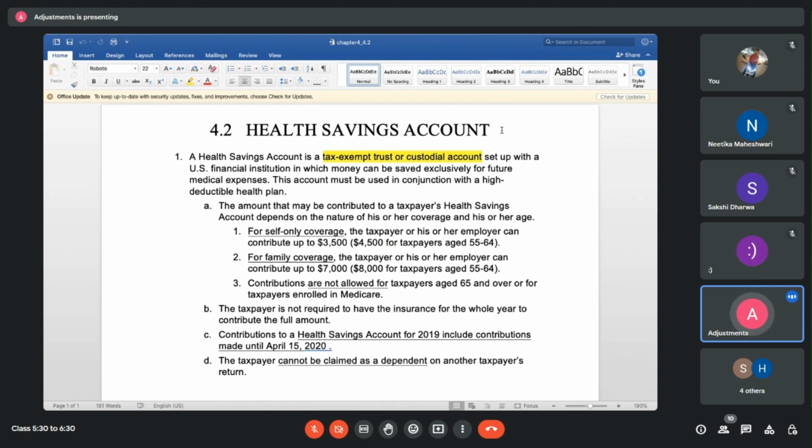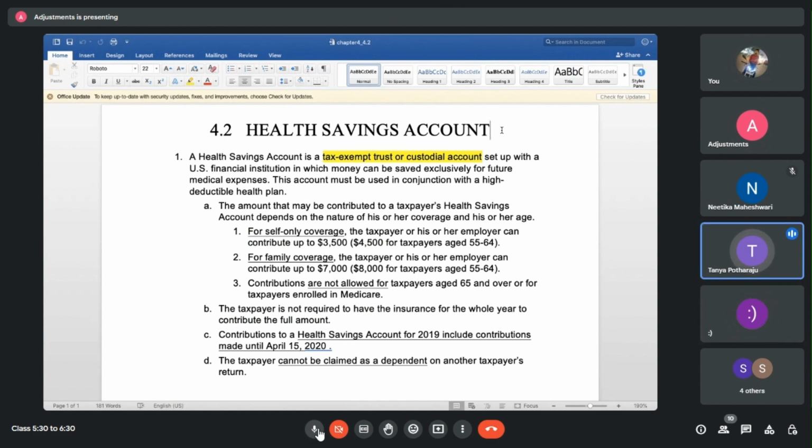You will see the HSA statement when we are working on the tax returns. Shweta, what is the form which is usually given by taxpayers? 5498. 5498 is fine. There's another one, 1099-SA, I think. I'm just getting confused. Tania, do you remember? 1099-SA.